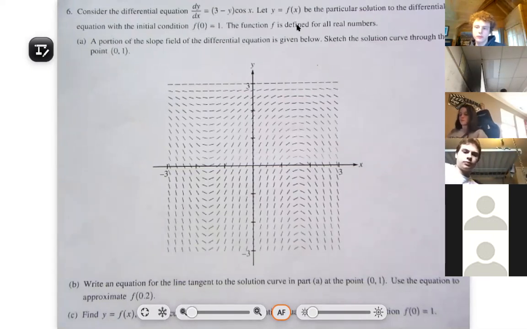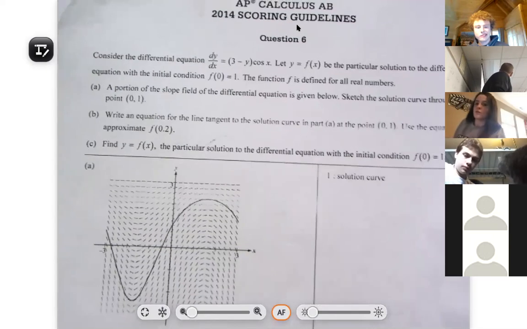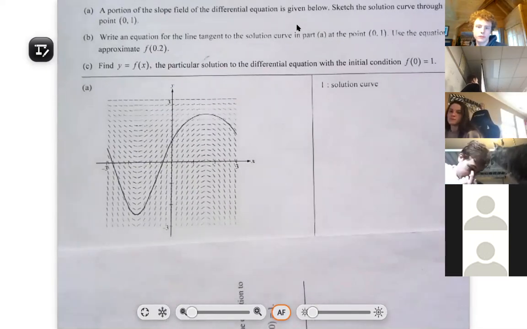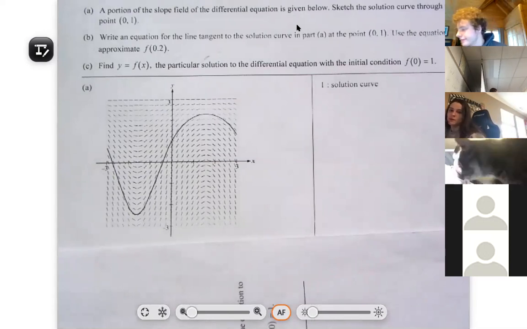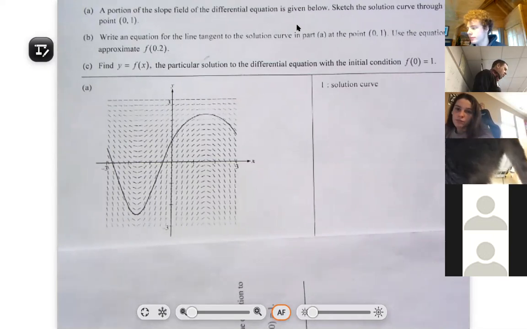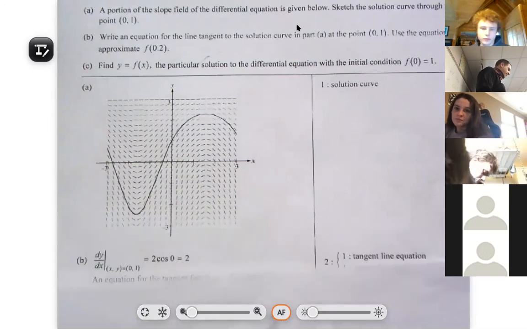Make sure when you sketch, if you do get a slope field question, they say make sure you sketch to the boundary of the coordinate plane. So just make sure you go all the way to the end. You don't have to put arrows on the end. They're not extremely picky, so long as you're not blowing past any of those tick marks, going straight through them when it's obviously wrong. You get 1 point if you have the correct solution curve.